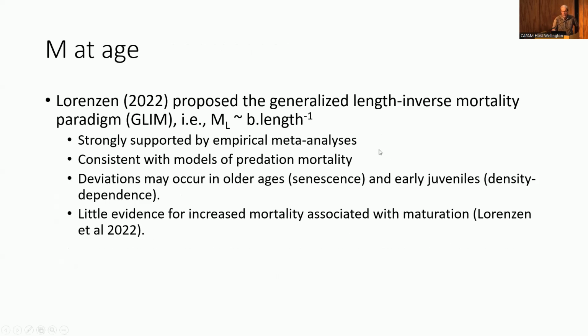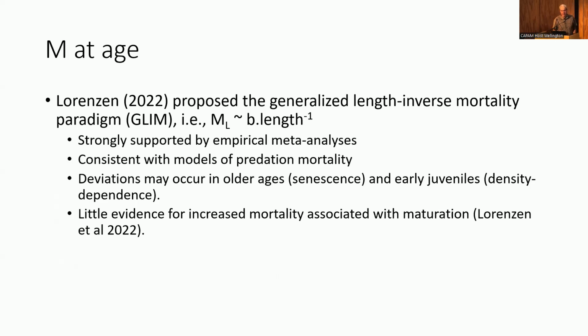Next question is, how do we deal with natural mortality at age? Kyle Ensign has proposed the generalized length inverse mortality paradigm, with natural mortality declining in proportion to length. This is strongly supported by empirical meta-analyses. It's consistent with models of predation mortality.